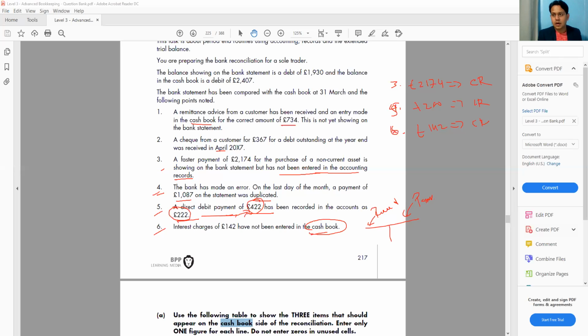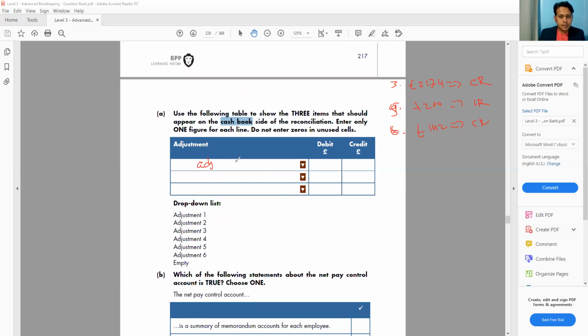All right, so all you need to do is record all of this in our cash book, because they asked what adjustments we need to make on the cash book. So let's move on and quickly do that. Adjustment number 3, 2174 credit. Adjustment number 5, 200 credit. And adjustment number 6, 142 credit. That's it.